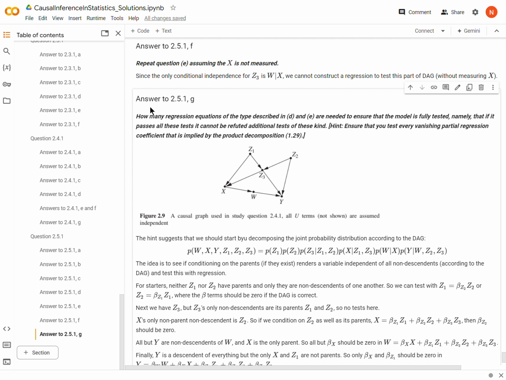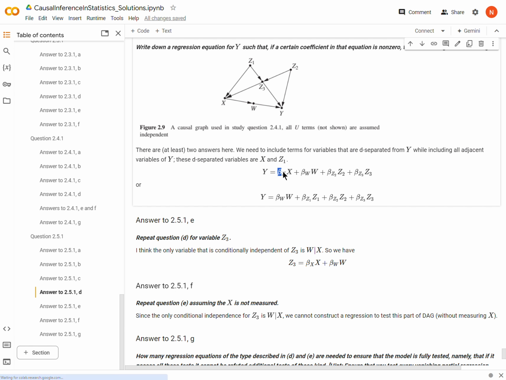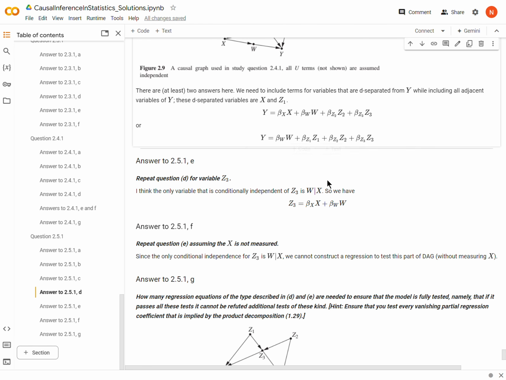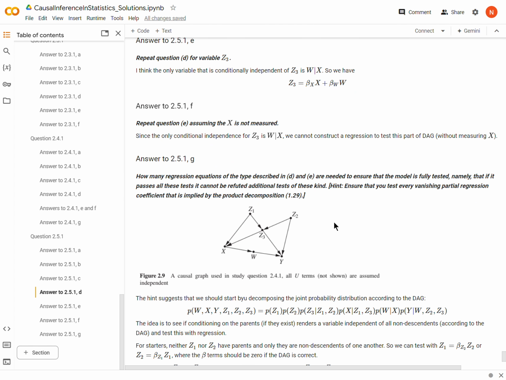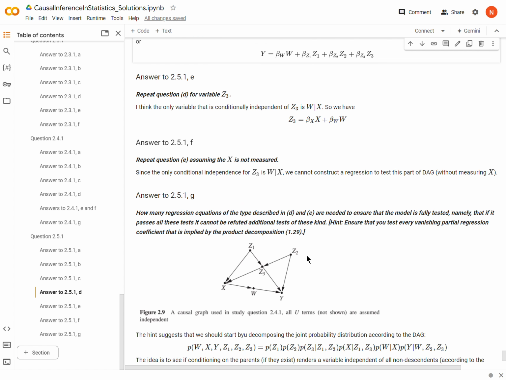Okay, part G is another mouthful here. So how many regression equations of the type described in D through E? And again, what were we doing in parts D through E? We were looking for coefficients in a constructed regression equation that should be 0 if the DAG is correct, and if they are not 0, then the DAG is incorrect. Okay. And in those cases, we were focused on variables y and z3.